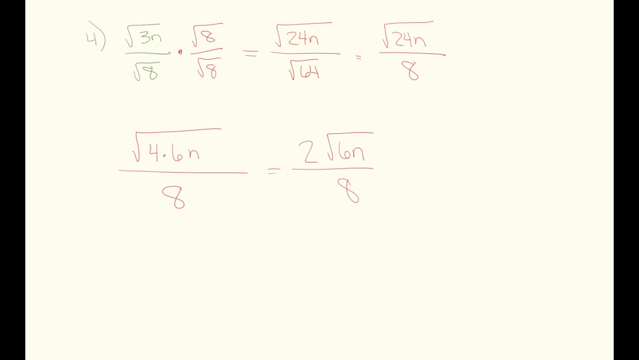Now, the 2 and the 8 are both outside numbers, so now I can simplify that. So what goes into both 2 and 8? 2 goes into 2 one time, and 2 goes into 8 4 times. So this is actually going to just be the square root of 6n over 4. The 1 is assumed, so you don't have to write it.